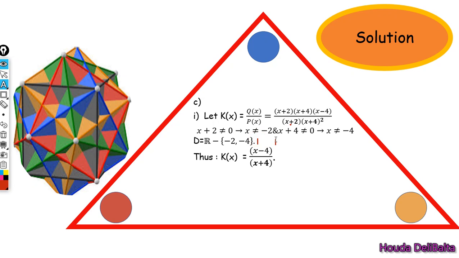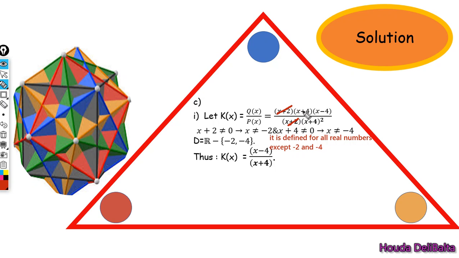We say that k of x is defined for all real numbers except minus 2 and minus 4. So that's the domain of definition of k of x.